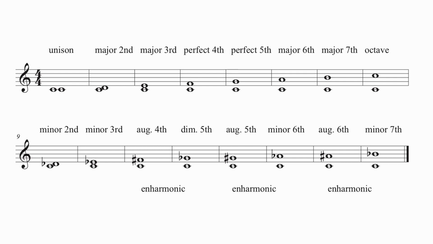Go up seven half steps, that's a perfect fifth. Go up eight, that's a minor sixth. Go up nine, that's a major sixth. And go up 10, minor seventh. And go up 11, major seventh. And then go up 12, that's a perfect octave. So that's kind of a lot to remember.